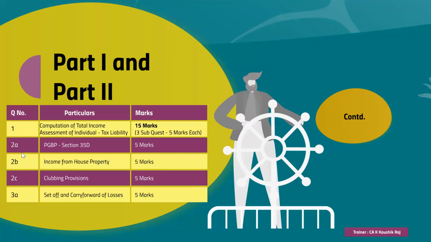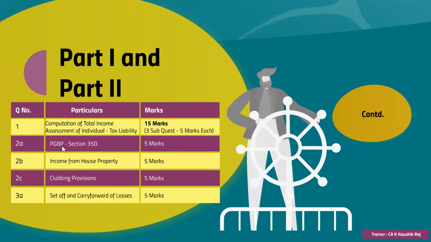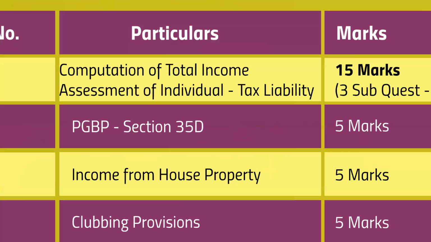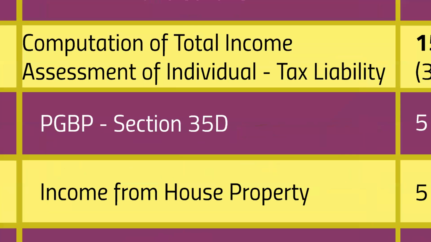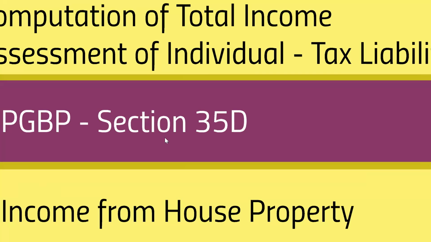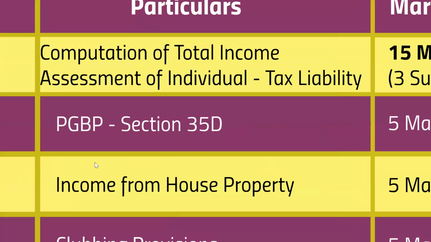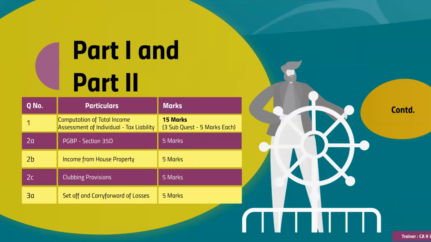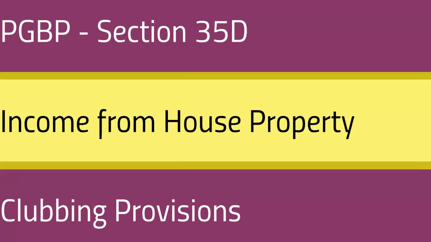So thereby, question number 2 has the first sub question on section 35D, which is on preliminary expenditure and amortization of preliminary expenditure, which is covered under section 35D, and that was 5 marks for which the question was asked. And then we had an income from house property question in question number 2, sub question 2, which is asking certain questions on the computation provisions of the income under the head house property.